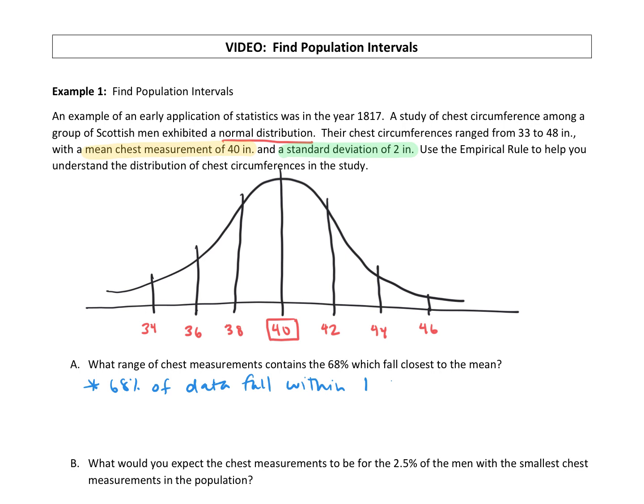Well, that looks dumb. I'm going to write it out. 1 standard deviation of the mean. So if we look at our mean is 40, we go 1 standard deviation below is 38. 1 standard deviation above is 42. So what range of chest measurements contains the 68% which fall closest to the mean? We are going to say between 38 and 42 inches. That's the range that falls within 68% closest to the mean.